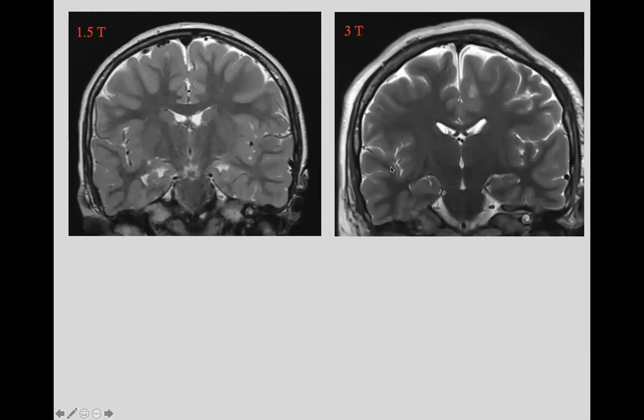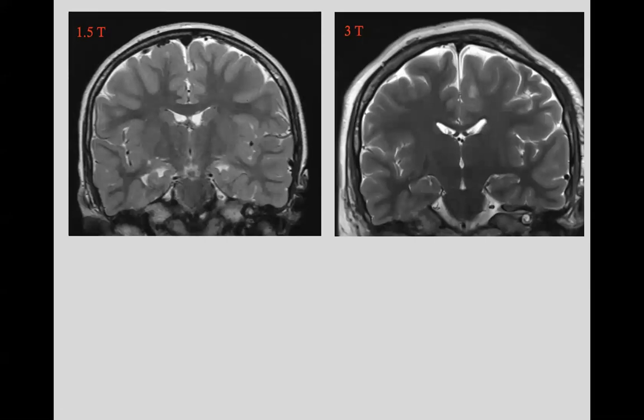And you can see that the signal to noise between the white matter here and the gray matter is very different, and the 3 Tesla is definitely better. However, of course, the 1.5 is more readily available.